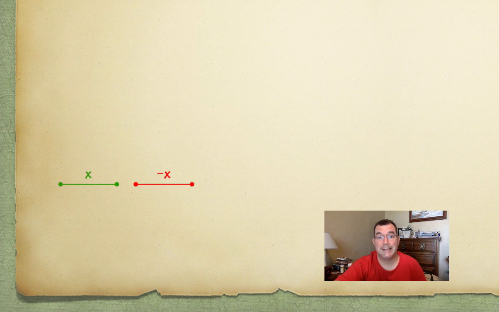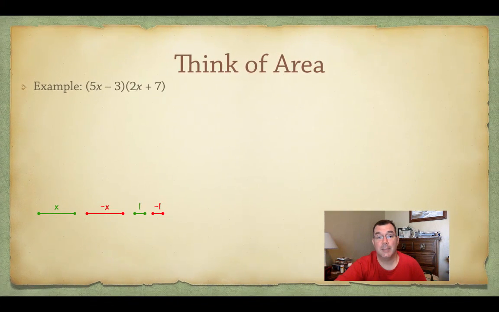If it's red, it's a negative x. If it's a given length, we're going to call it 1, and if it's a given red length, we're going to call it negative 1. So for example, 5x minus 3 times 2x plus 7, I'm going to set that up as a length and a width of a rectangle. And the length is going to be 5x minus 3, and the width is going to be 2x plus 7.